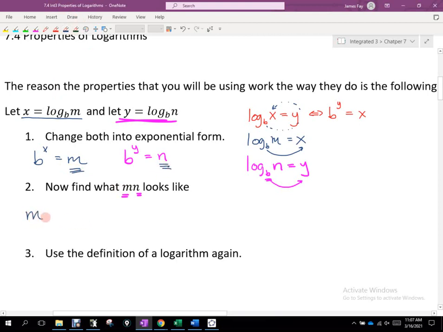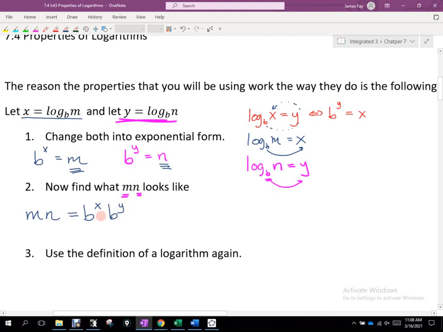So if I multiply those, multiplying m and n together, is that the same thing as multiplying b to the x times b to the y? Does that make sense? If m is the same as b to the x and n is the same as b to the y, then when we have m times n, it's the same thing as b to the x times b to the y. Okay. Now we can change it a little bit.